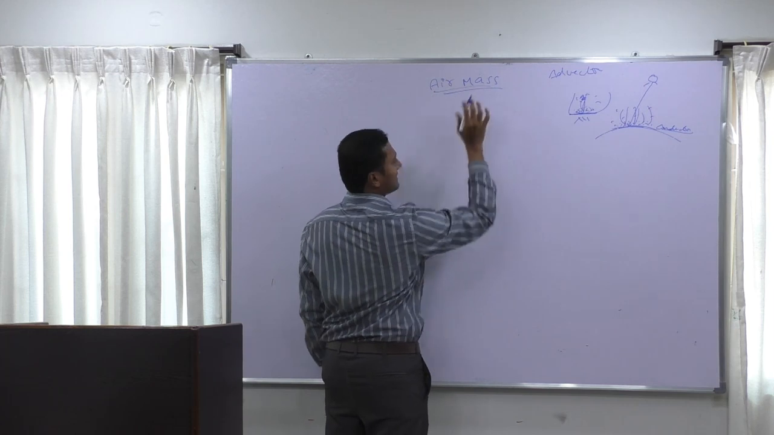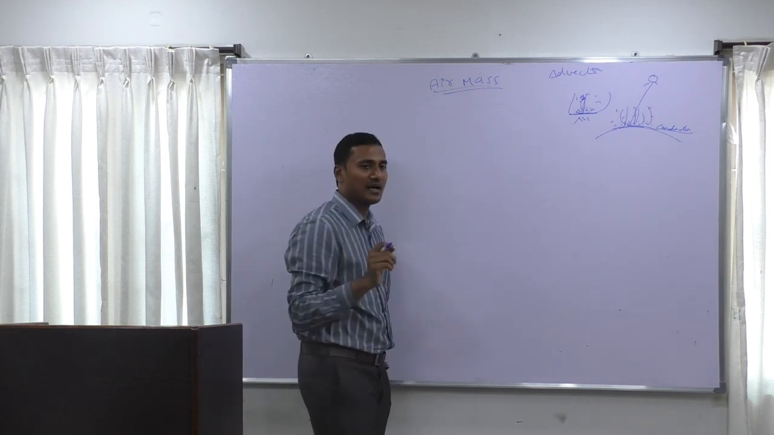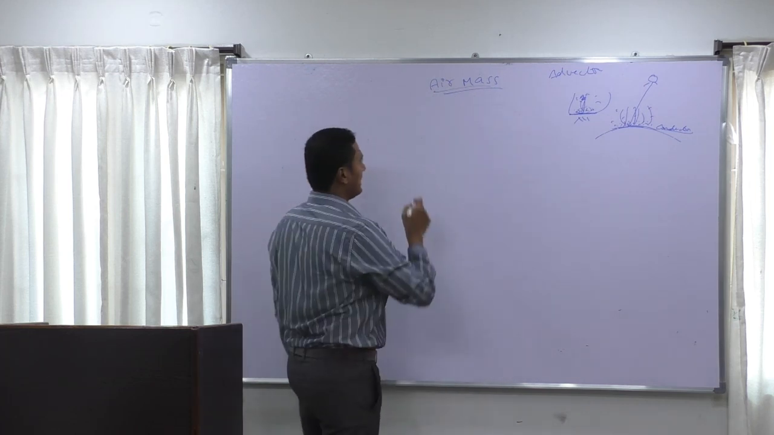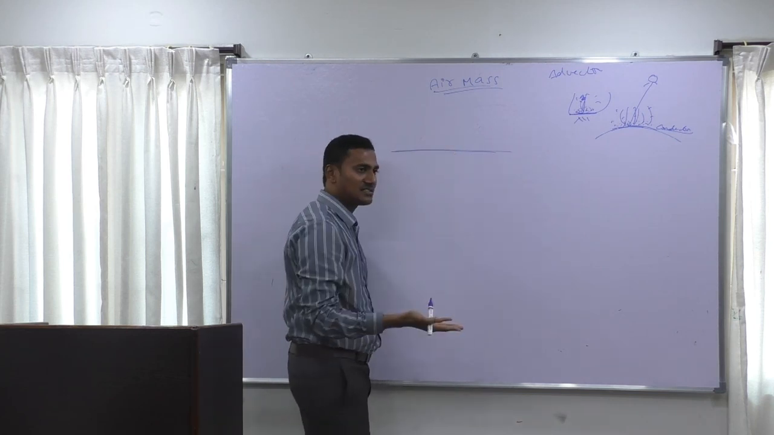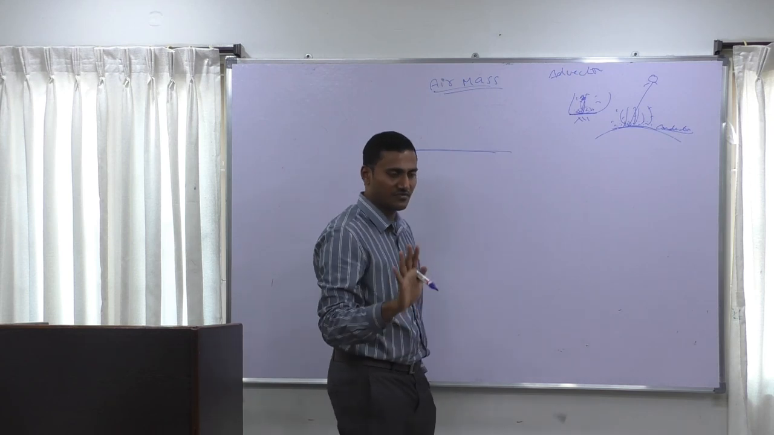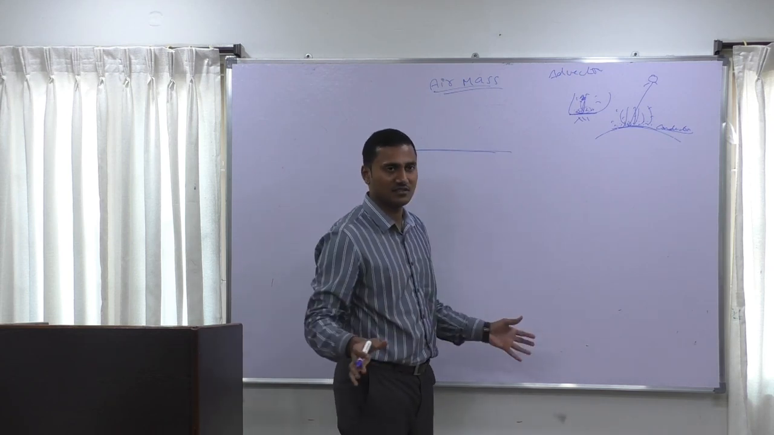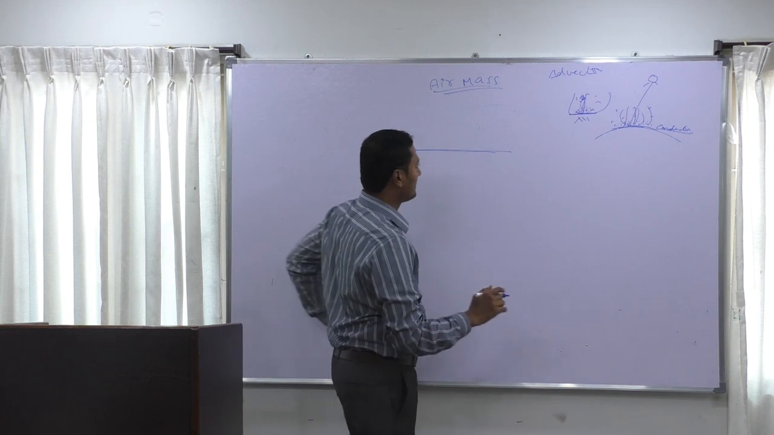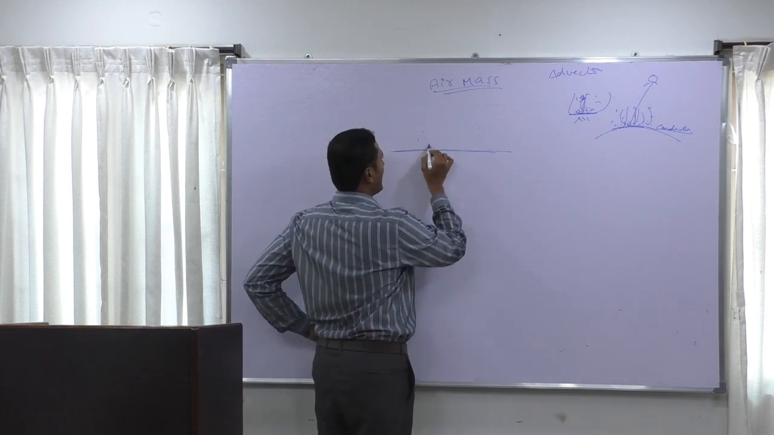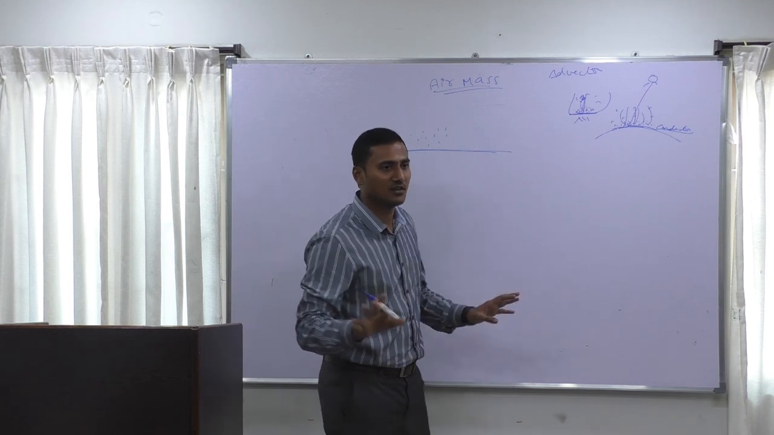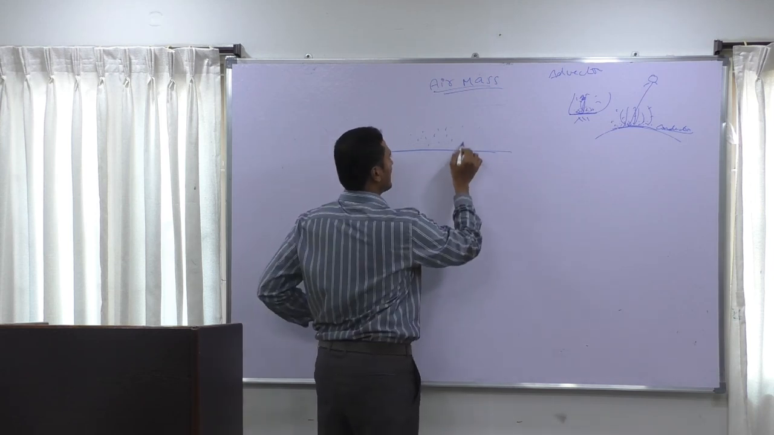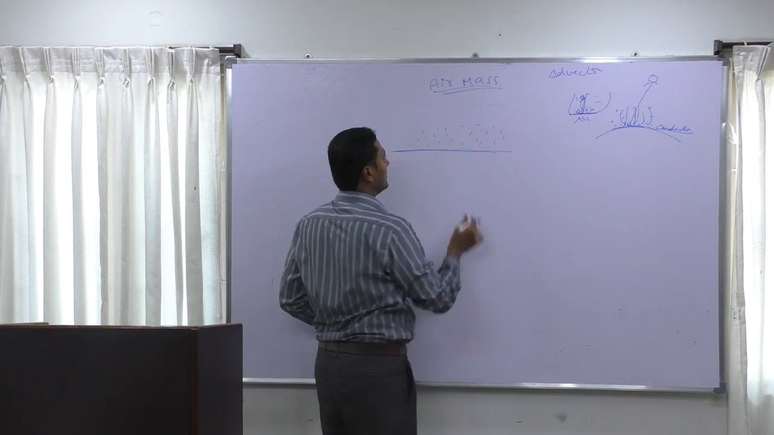Now let's come to what is an air mass. See, let us say this is the surface. This can be land surface or ocean surface, any surface of the earth. Sometimes the air, this is all air. Air means which is not moving. Generally, air means not moving. Wind means moving.